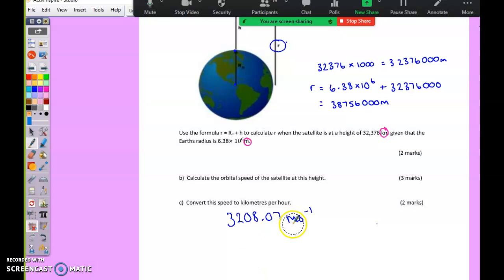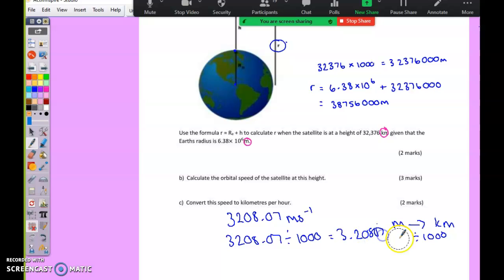So we just look at one bit at a time. I'm in metres. How do I go from metres to kilometres? Divide by 1,000. So divide that by 1,000. That's now in kilometres per second.